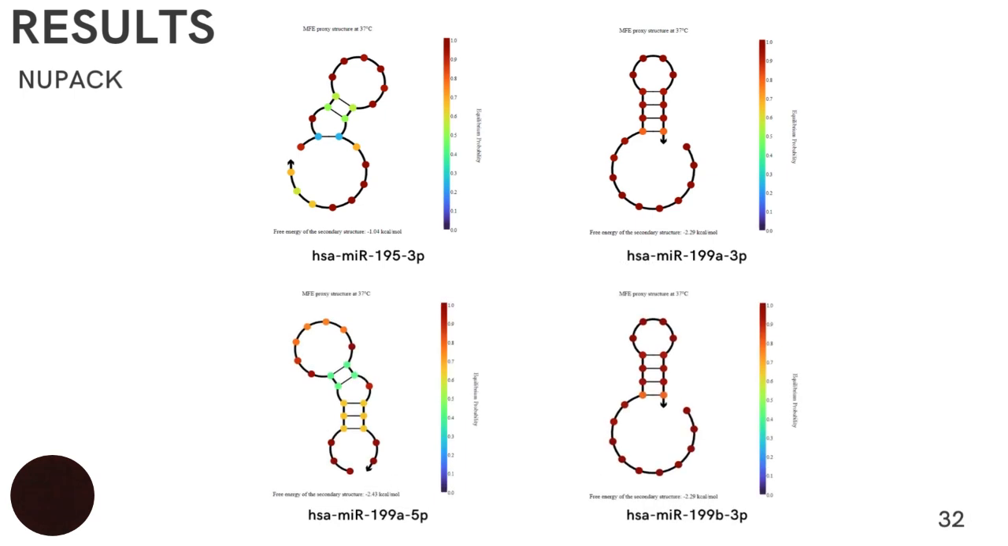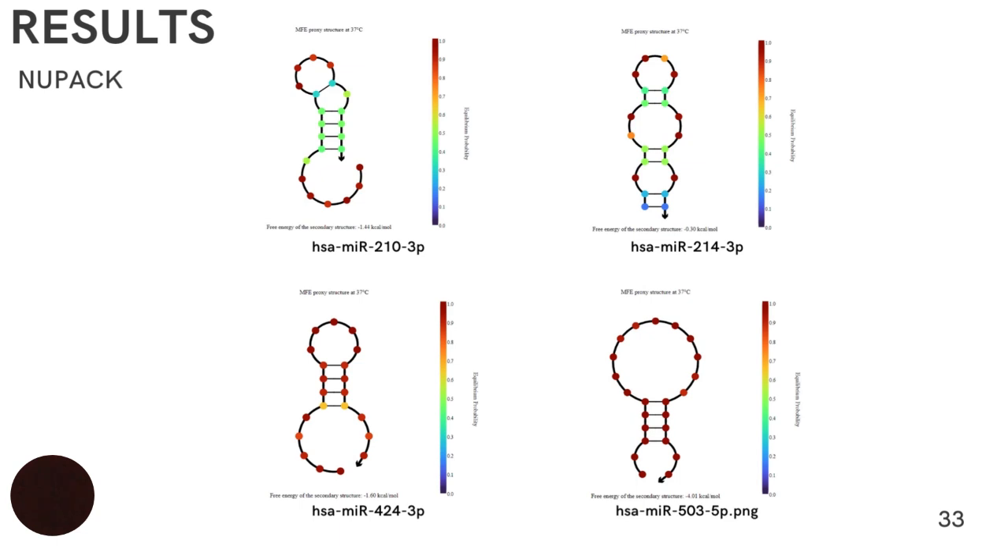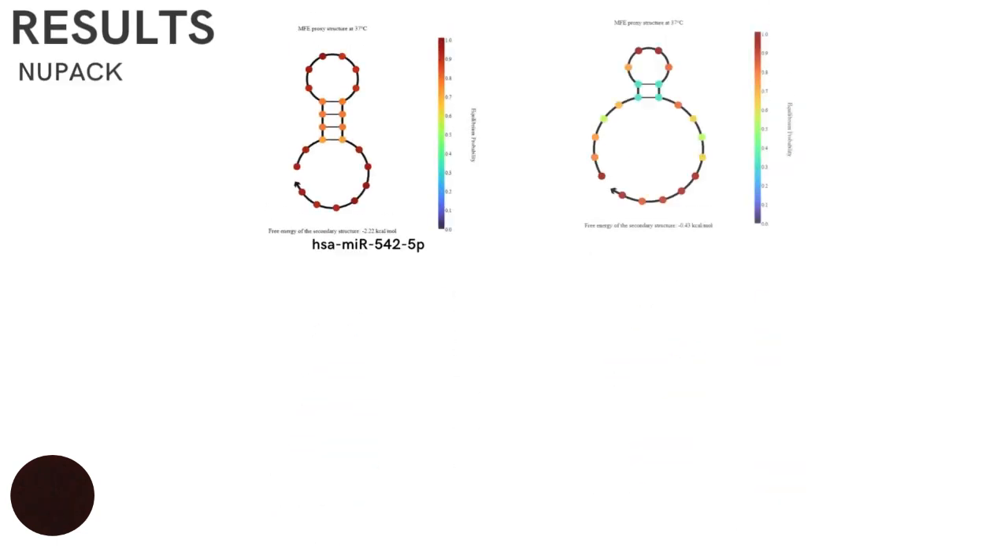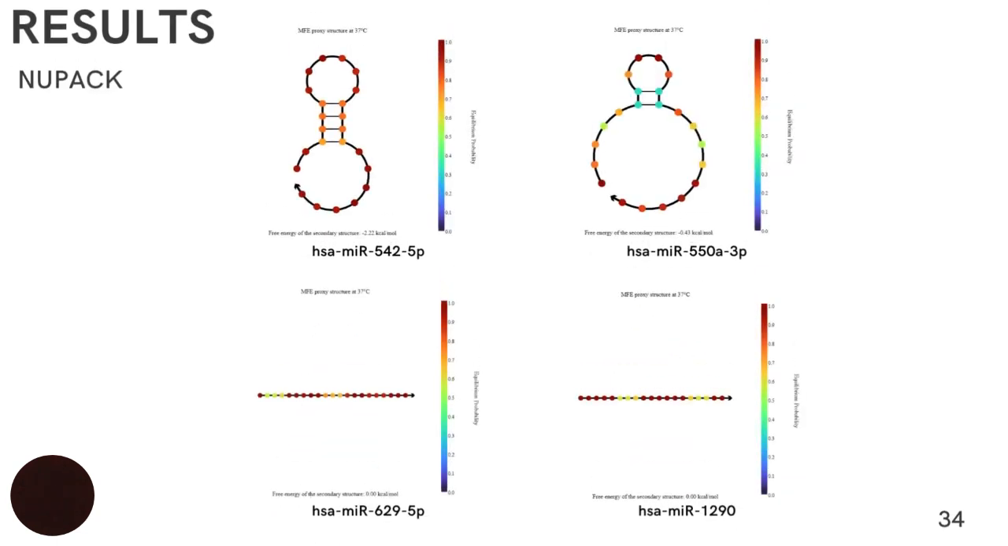As you can see, most of these structures have crosslinks, which indicates that they're highly stable. But one interesting fact is that the antisense sequences for the last 2 microRNAs, namely 6295P and 1290, are linear. This essentially indicates that they by themselves are not that stable, but they are actually more specific to the target microRNA.